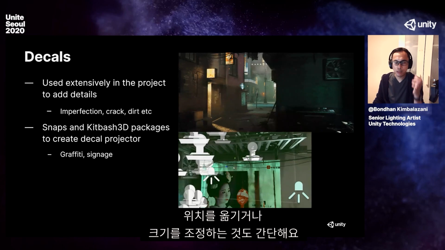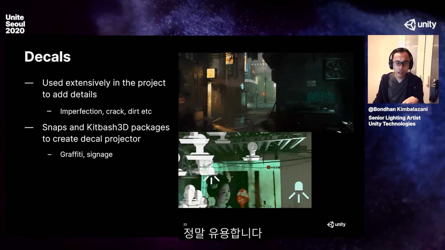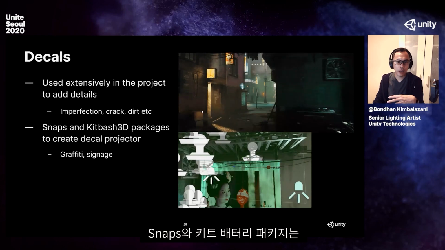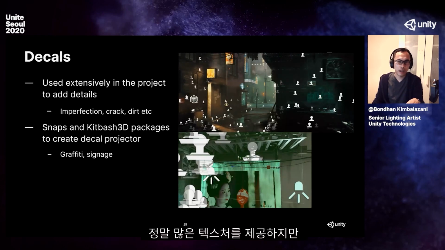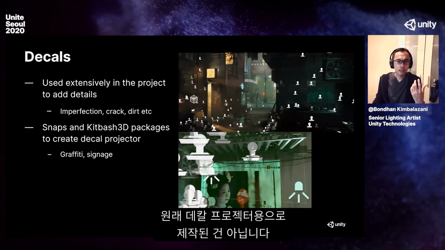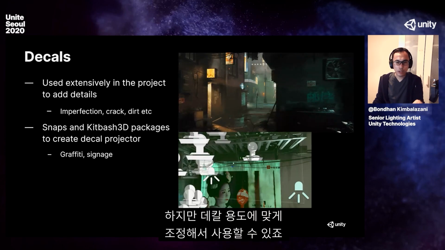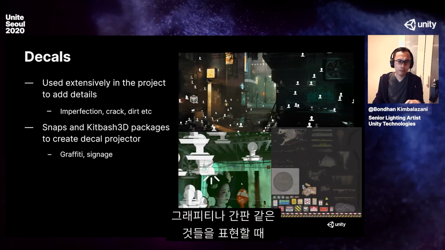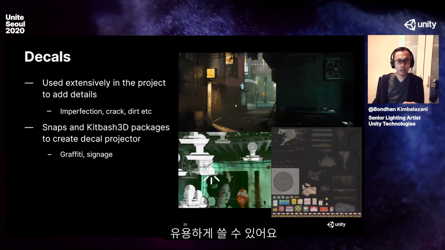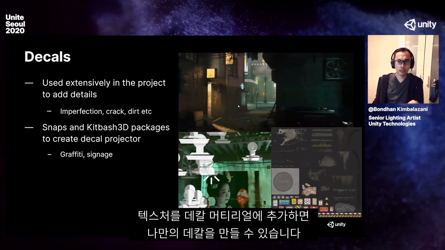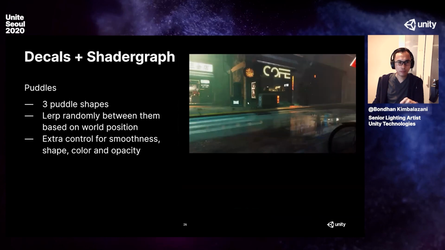You can move them around, and then you can scale them. It's really good. Another thing is, with the Snaps and KitBash packages, they come with plenty of textures that are not actually intended to be used as a decal projector, but we repurpose them into decals. So many of the graffiti, many of the signage, are using this kind of thing. We just plop them into the decal materials, and voila, you got your decals.